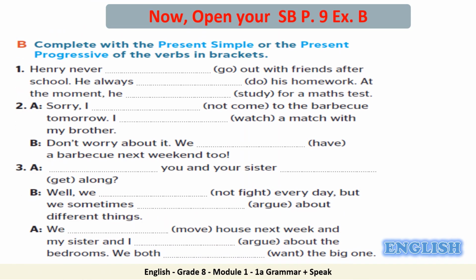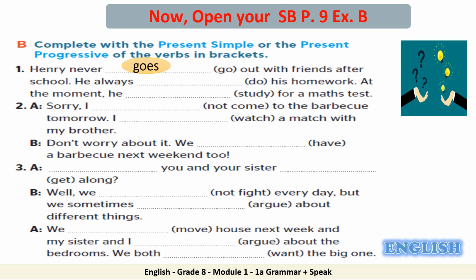Now open your student book page 9, exercise B. You should complete with the present simple or the present progressive of the verbs in brackets. Pause the video, do the task, and get back to me. Alright, the first one, Henry never. Excellent, he never goes out with his friends.